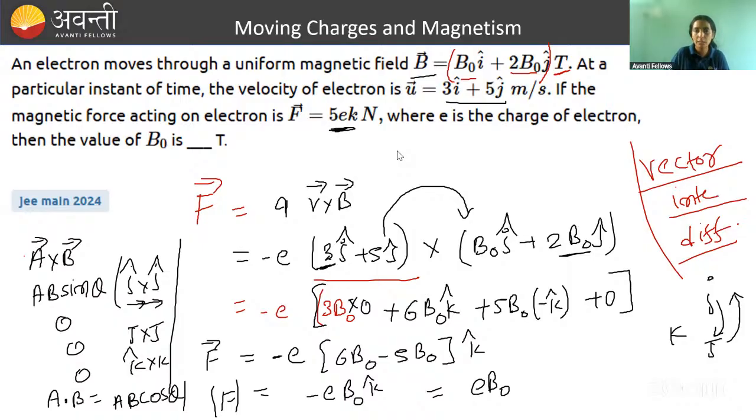5e. So e B naught, what are you going to compare it with? 5e. e will get cancelled. What is the value of B naught? This is 5. So the answer will be 5. Yes, Kiran.